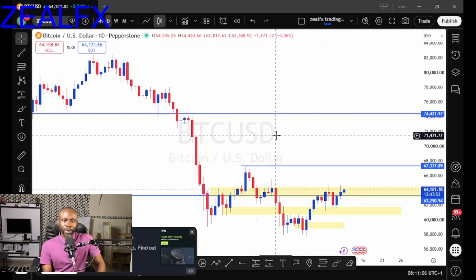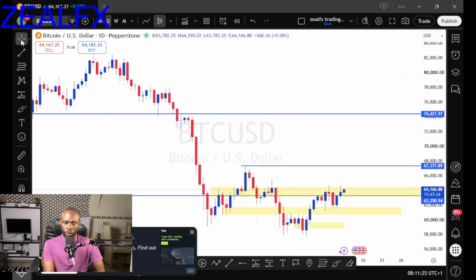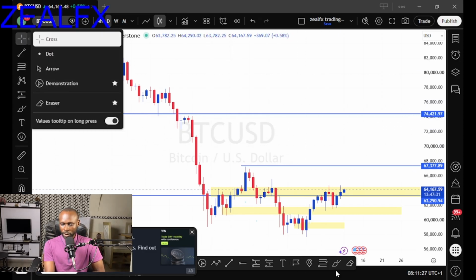Let's look at our next pair, which is the BTC USD. BTC USD is currently changing trend towards a bullish trend. Previously, we had price on a downtrend. Now, the price is about to change to the bullish trend, but price is still not confirmed yet for the bullish move. So let's look at what the structure of the market is saying on the BTC USD.